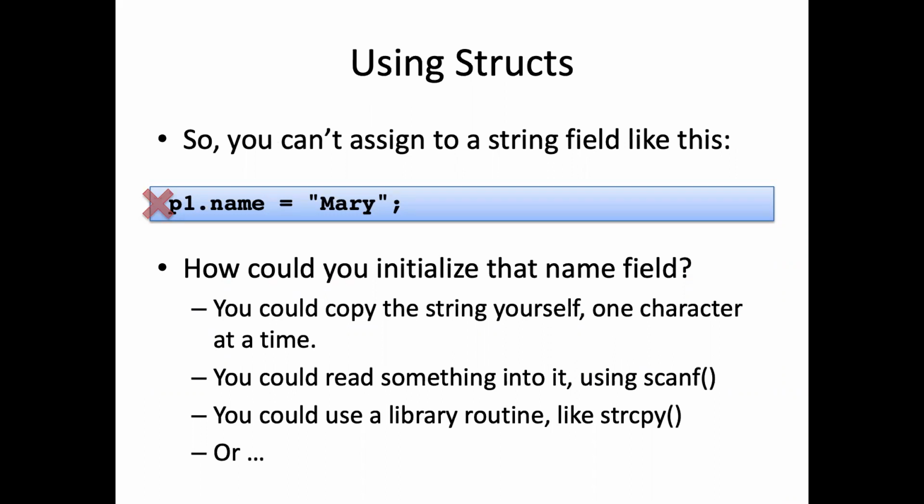But you know other ways to do this kind of thing. You could write a little loop that copied the string a character at a time. You could use something like scanf to read input into that name field. So P1.name works just like any other char array. You could pass that to scanf and let it populate it with stuff read from standard input. You could use a function like string copy. P1.name is an array of characters, so it evaluates to a char pointer. So you could pass it to any function like scanf that was expecting a char pointer. These would all be ways of putting a string in the name field.